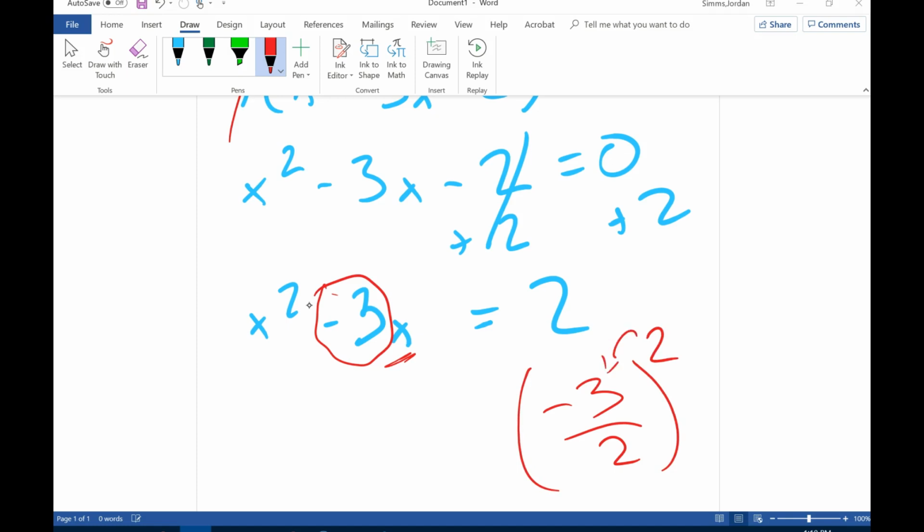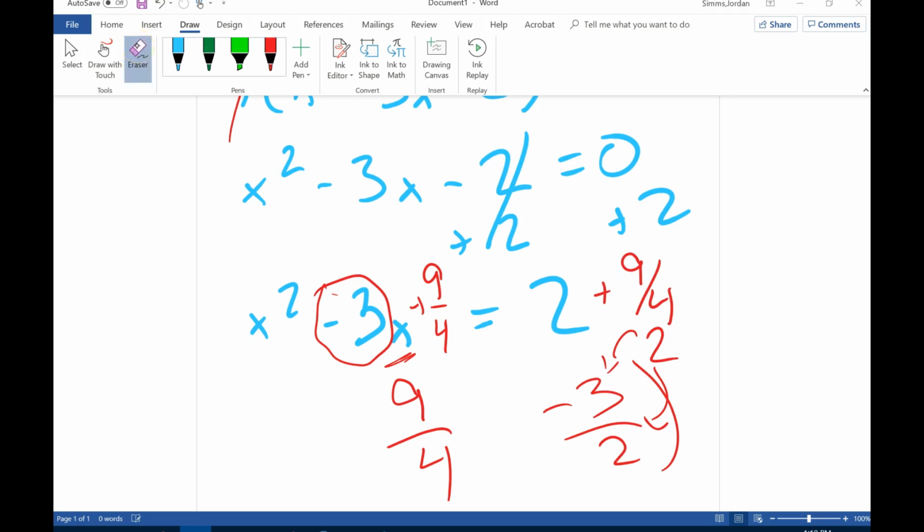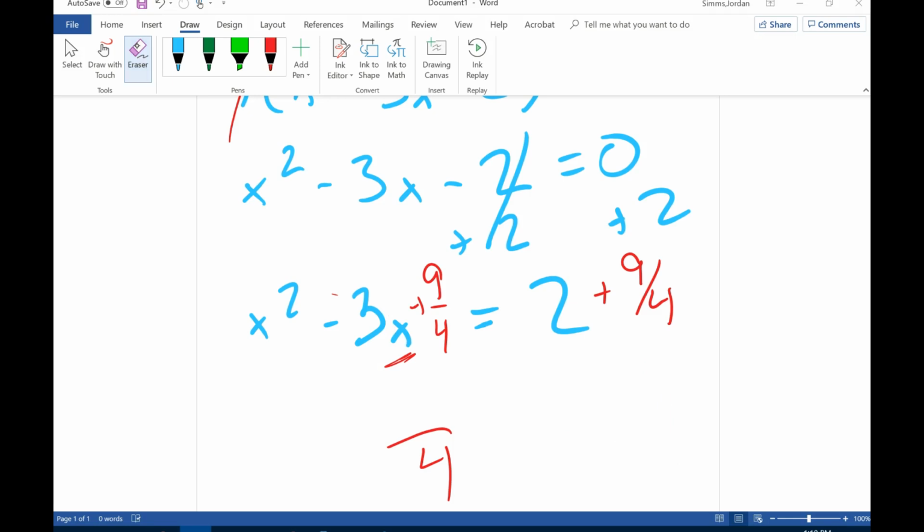Here it's a fraction, but that's okay. Remember, when we square a fraction, we square the numerator. So negative 3 squared is 9, and we square the denominator, 2 squared, which is 4. And I'm basically just going to add 9 over 4 to both sides. Now remember, I have to add to both sides, otherwise we won't have an equation, right? So don't forget about that. And what I've just done now is made a perfect square trinomial.